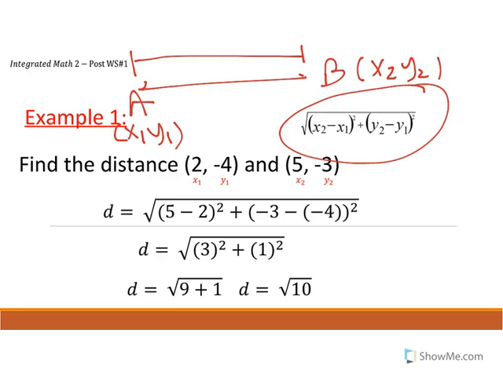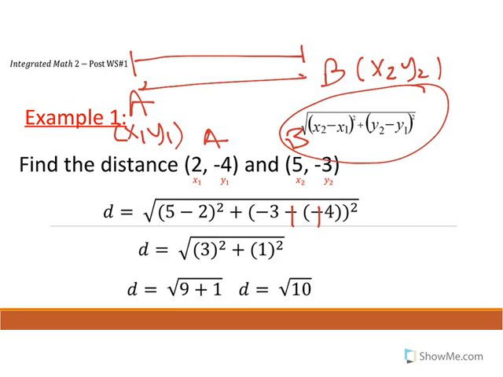Right, so here is an example where we have a point. We can call this point A and this our point B. And we assign the coordinates for point A, x1, y1, and the coordinates for point B, x2, y2. So the formula says that we take x2 minus x1, so we take 5 minus 2, the quantity squared, plus negative 3 minus negative 4, squared. So with the double negative, this becomes a plus.